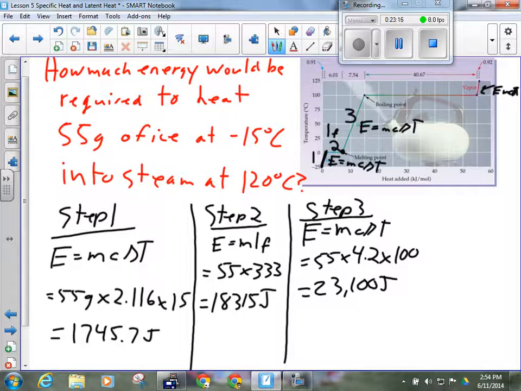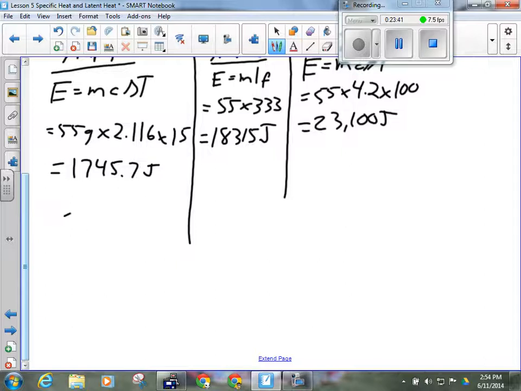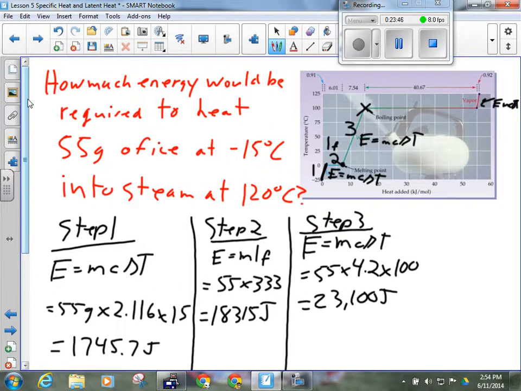All right, so now that I've done that, now I'm here. I now have boiling water at 100 degrees Celsius. I continue to add heat. The water continues to boil. Does it change temperature? No. It can't change temperature while it's boiling because it's changing state. Okay? We can't change temperature and change state at the same time. Only one or the other can happen. All right, so in step 4, I'm changing the state of liquid water from liquid to gas.